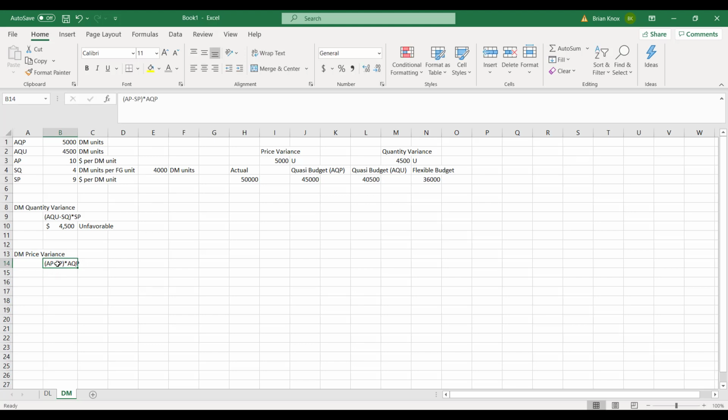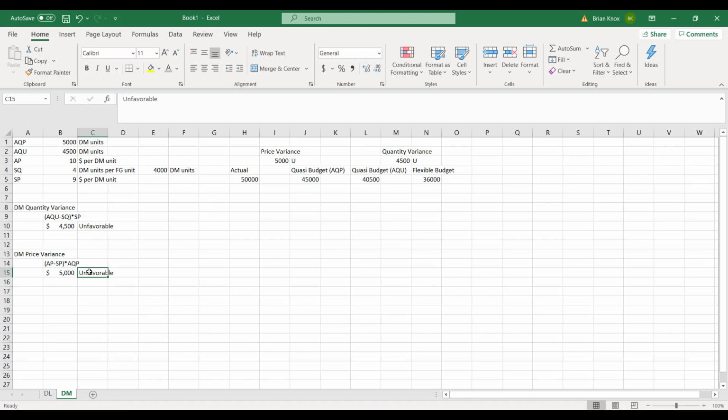We have actual price minus standard price, all times the actual quantity purchased. So let's go ahead and run that through. We have actual price minus standard price. I've got to push F2 and put the parentheses in because I always forget to plan that. And all that times the actual quantity purchased. So we get the same both ways. And this is also unfavorable up here.